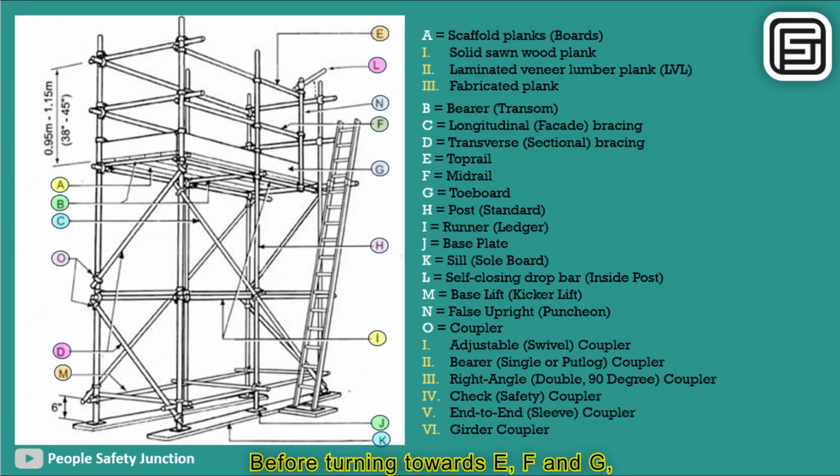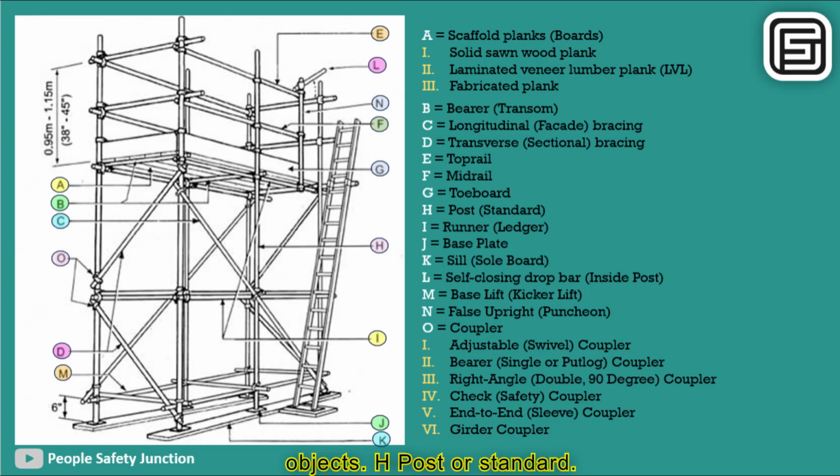Before turning towards E, F and G, we should first understand what a guardrail system is. Guardrail system is a barrier consisting of top rails, mid rails, toe boards, and supporting uprights, erected to prevent workers from falling off an elevated work area and to prevent objects from falling onto workers below. E. Top rail, the uppermost horizontal rail of a guardrail system. F. Mid rail, a horizontal rail approximately midway between the top rail of a guardrail system and the platform. G. Toe board, a barrier secured along the sides and the ends of a platform to guard against the falling of material, tools, and other objects.